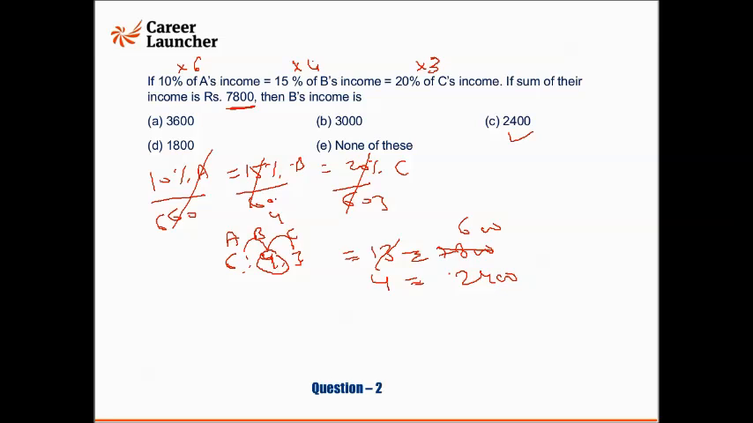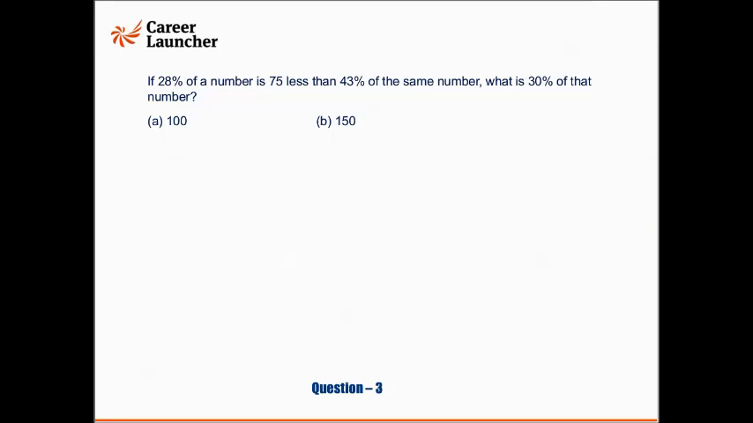Then the final approach is like that. 6 plus 4 plus 3 is 13. And the total of A, B and C is given as 7800. The sum of their income is 7800. That's why we have written 13 equivalent to 7800. B's income is 4, so we have to find the value of 4. That will be equal to 2400, and C will be my answer. Got it? Now coming to the third question.